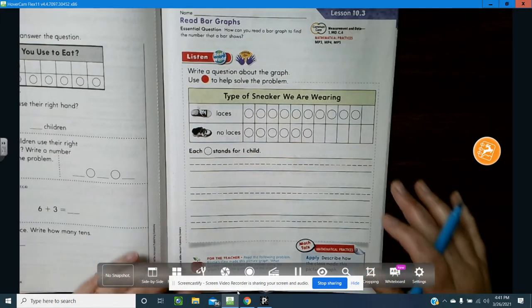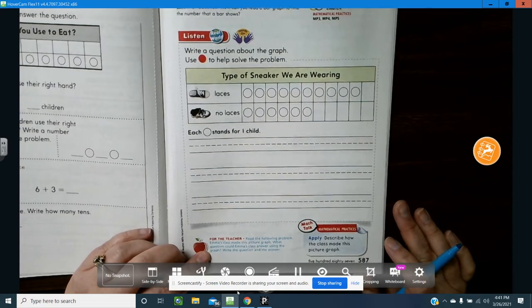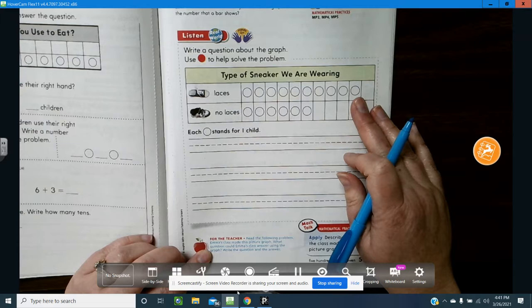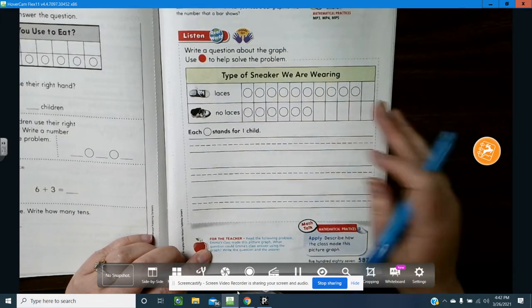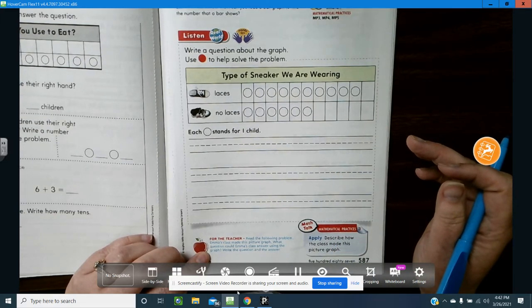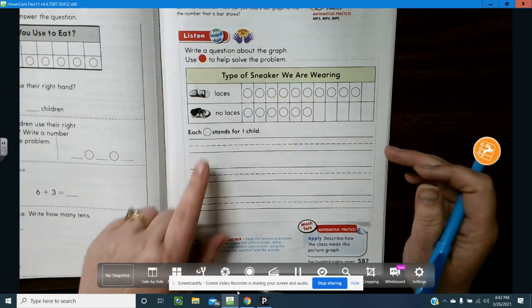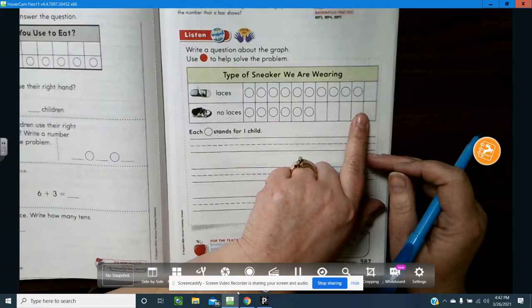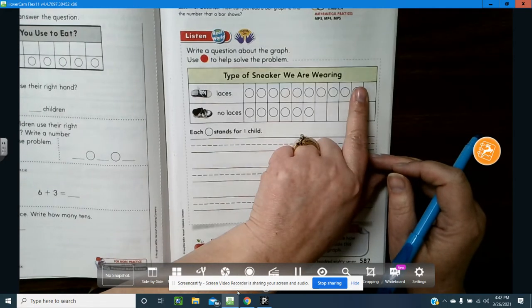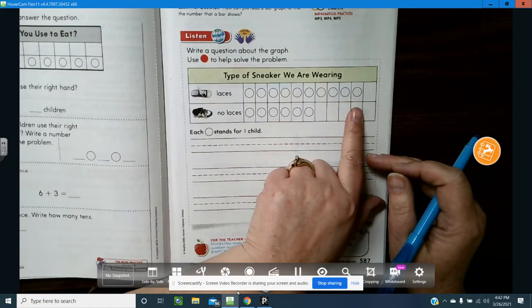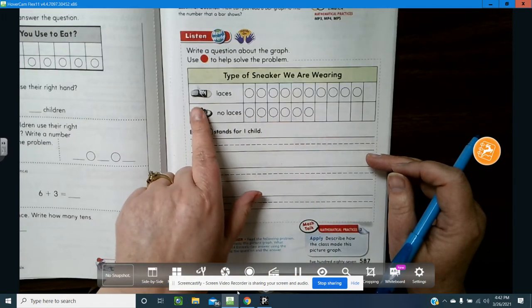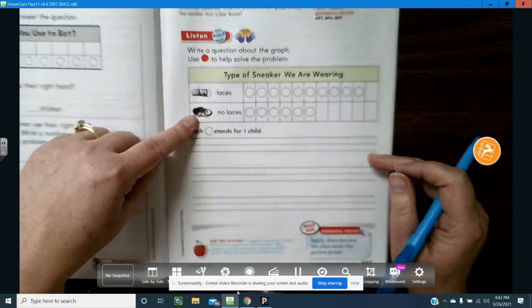The story at the bottom of the first page says, read the following problem. Emma's class made this picture graph right here. Same kind of graph we talked about yesterday. What question could Emma's class answer using the graph? So we could find questions like, how many fewer laces? How many more laces? Or how many fewer without laces? We could see who has the most laces or no laces.